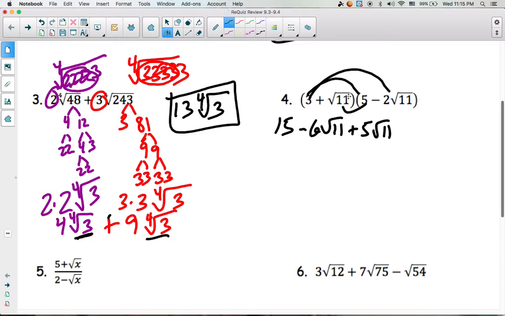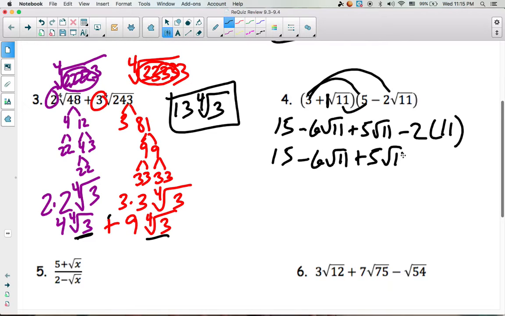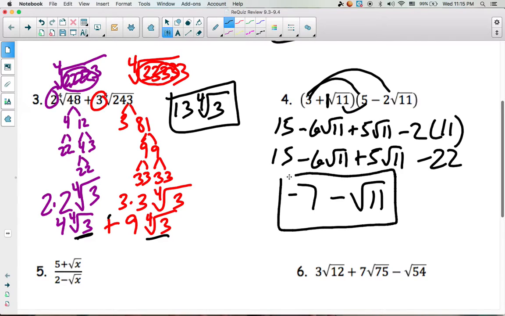And then we'll do last. Think of this as a 1 times a negative 2 is negative 2. And the square root of 11 times the square root of 11 is 11. So when you multiply a radical times itself, it's going to cancel it out. So we have 15 minus 6 square root of 11 plus 5 square root of 11 minus 22. And then we'll combine like terms. 15 minus 22 gives us negative 7. Negative 6 minus 5 is negative 1 square roots of 11. And that would be our final solution.